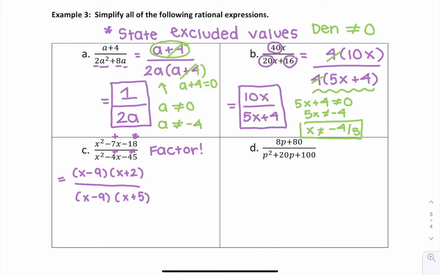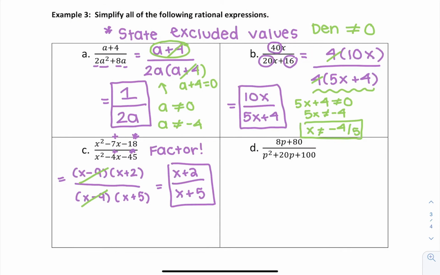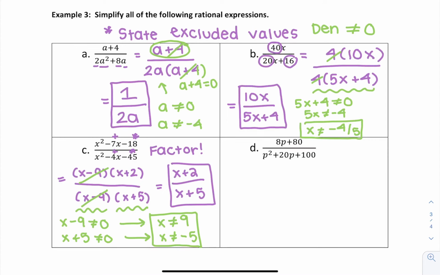Now notice these two factors cancel out on the top and bottom. So all I'm left with is x plus 2 over x plus 5. And lastly, I just have to make sure my denominator can never be 0. So this can't be 0, and this can't be 0. So if x minus 9 can't be 0, that means x cannot be positive 9. X plus 5 cannot be 0, means x cannot be negative 5. So there's my two excluded values, because if I plug those back in, they would make me divide by 0, which I cannot do.